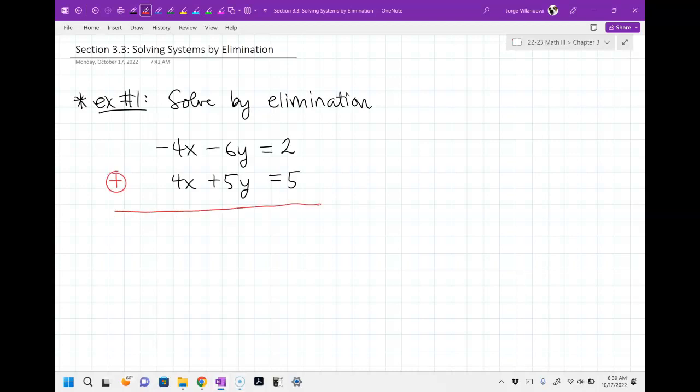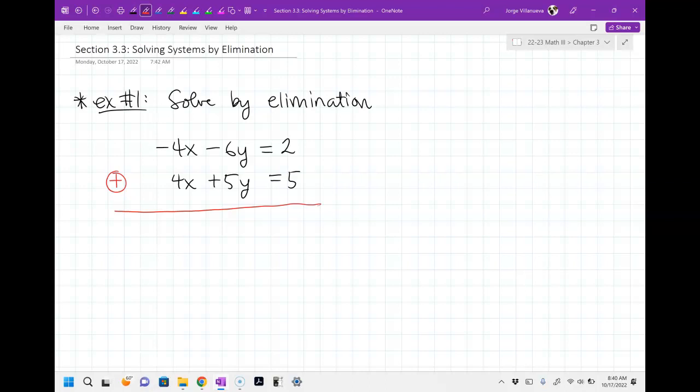All right, so I'm going to add these things. Negative 4x plus 4x is 0, right? Because it's negative 4 plus 4, so that's going to be 0. Notice the x is actually going to cancel out.